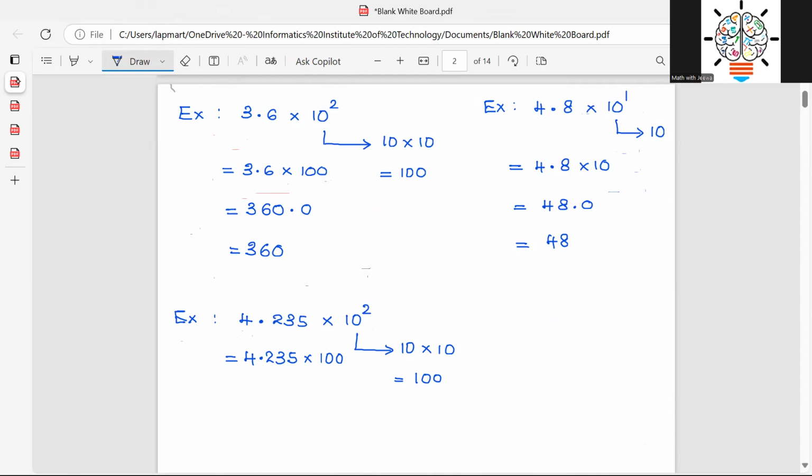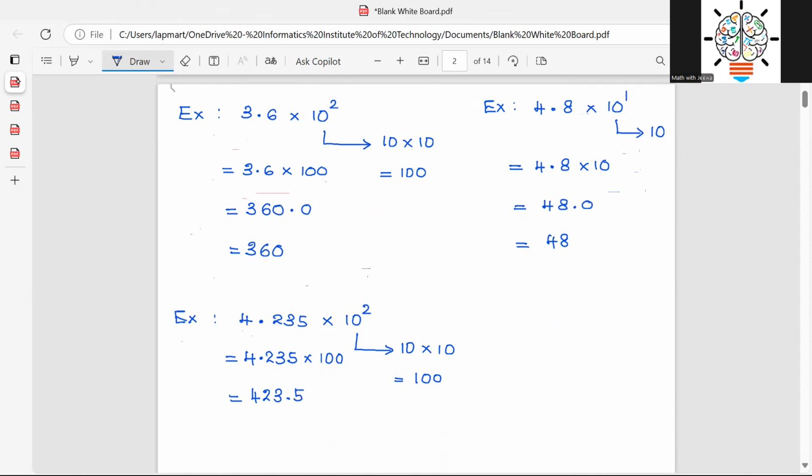So you want to move 2 steps to the right side. Why 2 steps? Because we have only 2 zeros here. So what happens when I move 2 steps? It is 423.5. So that is your answer.